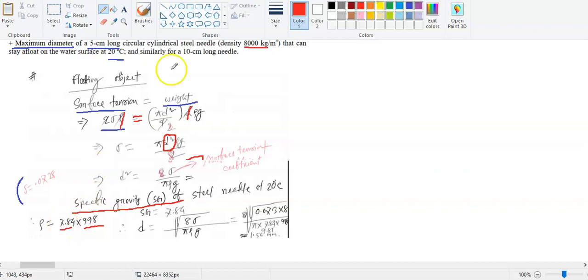Now, come to the point. It says, similarly for a 10 centimeter long needle, what should be the maximum diameter? You see, we already cancelled out this length, right? That means length is not important here. It doesn't affect the solution. So it doesn't matter if you consider a 50 centimeter long steel needle, the maximum diameter should be the same. It will not change your solution.